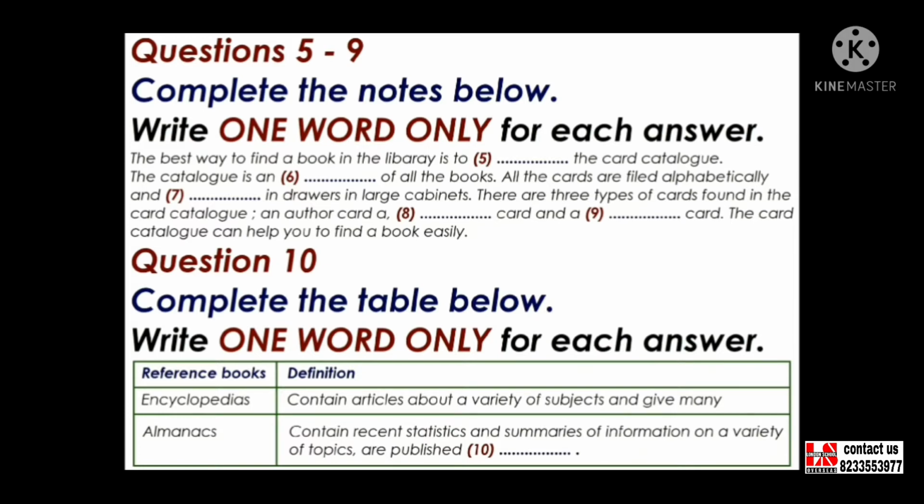First, dictionaries. Dictionaries are books that list and give the meanings of the words in a language. They also give the pronunciation of words in a dictionary, which are listed alphabetically. Second is encyclopedias.